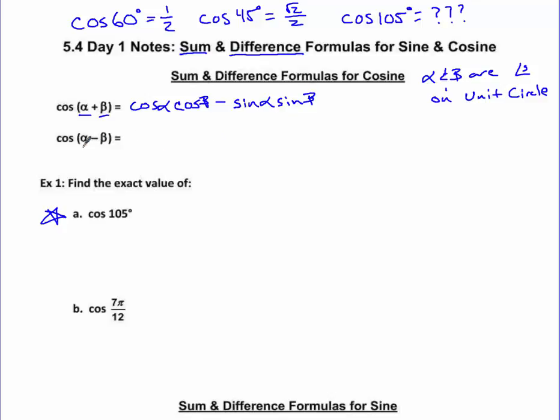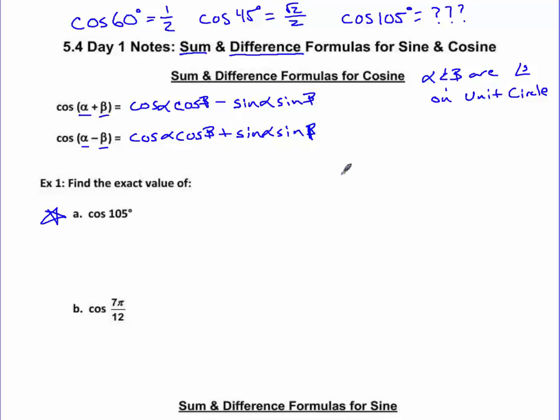Okay, when we have the difference between two unit circle values, that's always going to equal the cosine of alpha times the cosine of beta plus the sine of alpha times the sine of beta. So this is just like a little sideways A looking thing, and this is kind of like a B with a little bit longer side on it. So don't get too worried about it. If you need to put A and B, that's fine.